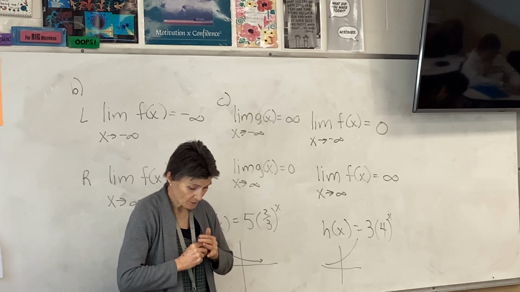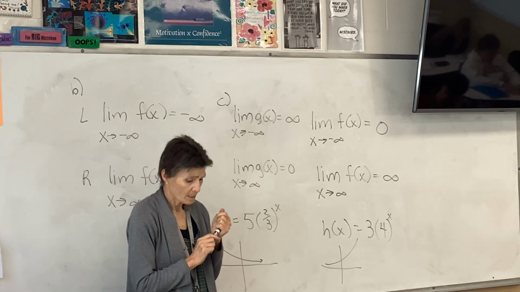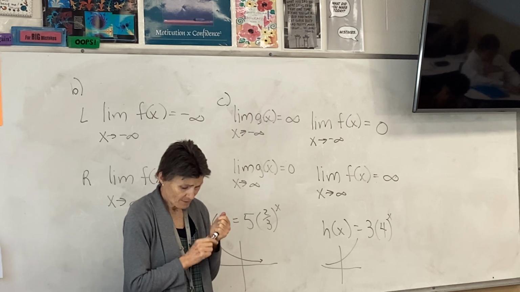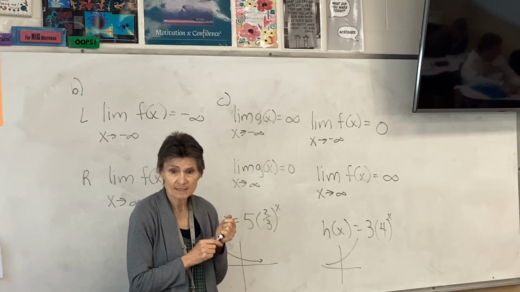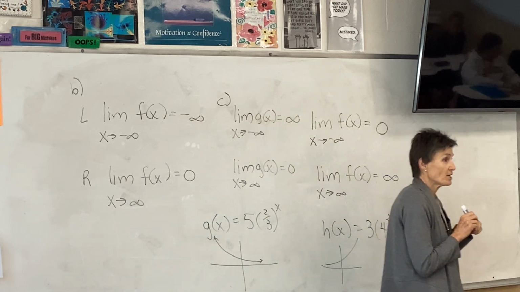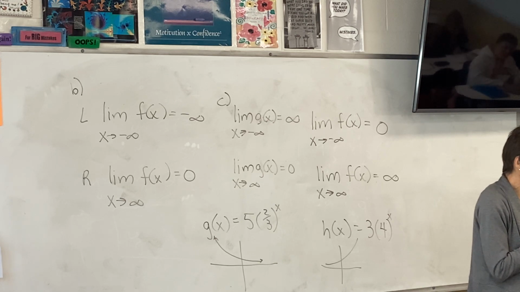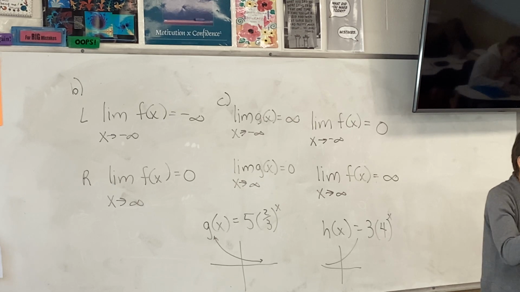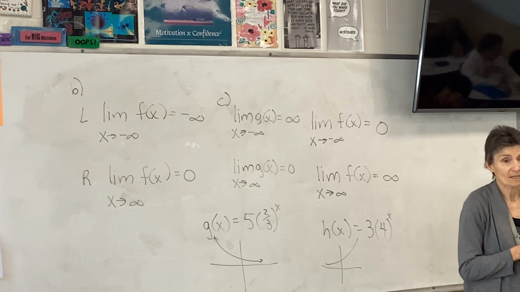Where are they going up? Let's see. The change from 3 to 5 is 2. From 5 to 9, the change is 4. Then 9 to 17 is 8, and 17 to 33 is 16. How are those changes changing? Aren't they changing proportionately? And if those things are changing proportionately, then what kind of function do you have? Exponential. That's exponential.